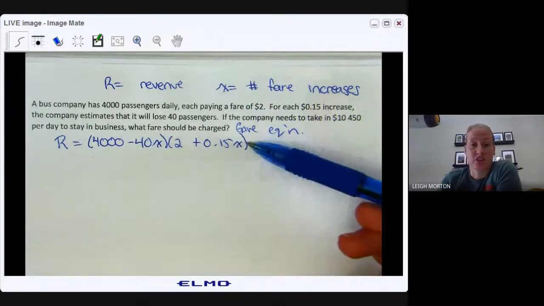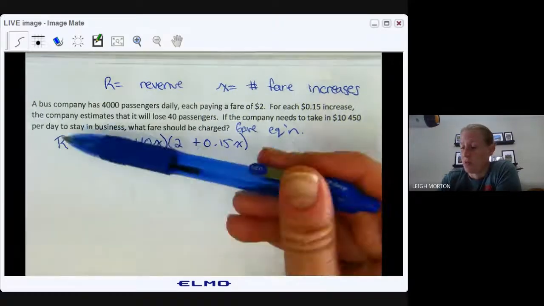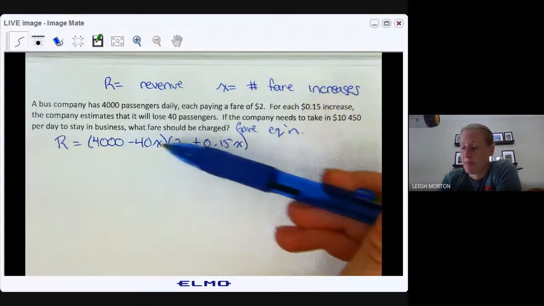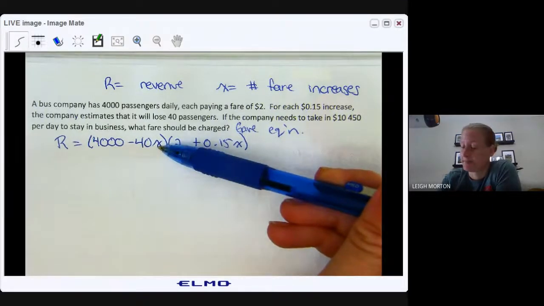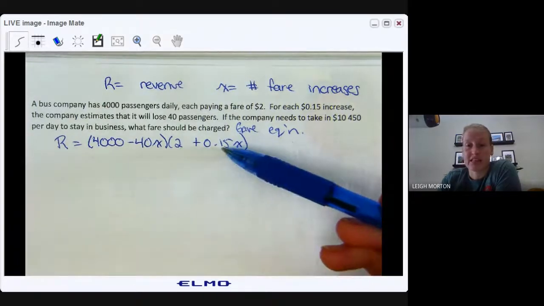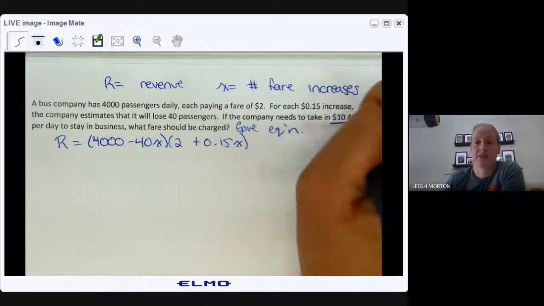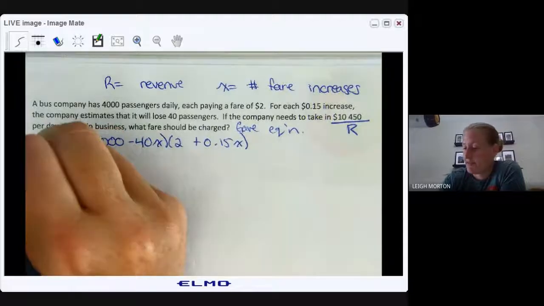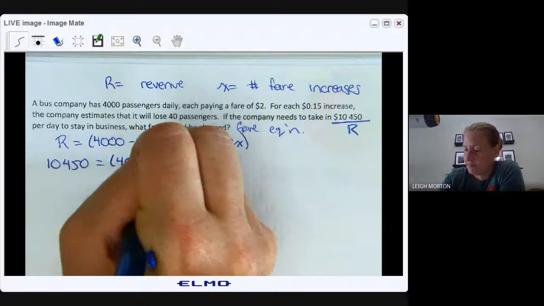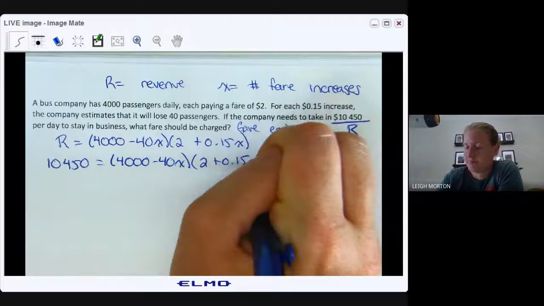So I gave you the equation on this. R is revenue and X is the number of fare increases. So my riders is 4,000 is my original value. Then we lose 40 for every price increase. My fare is $2 as the original value, adding 15 cents for every increase. Now we need our revenue to be this value. So I'll sub that in for R. Like so.